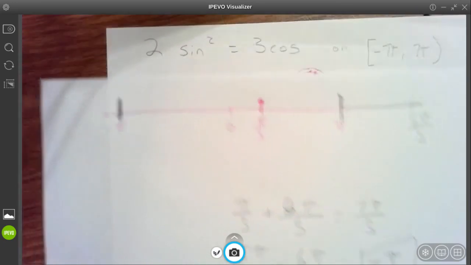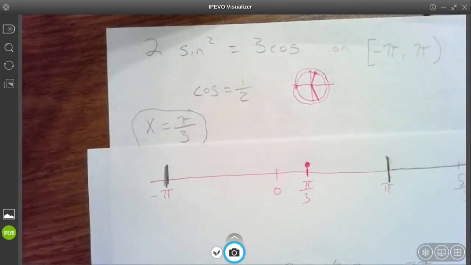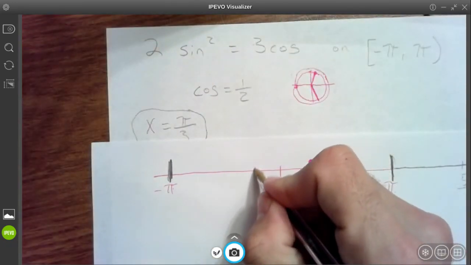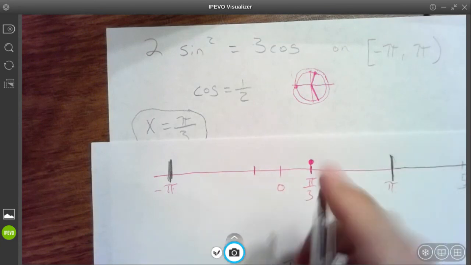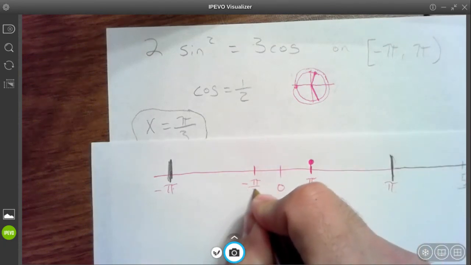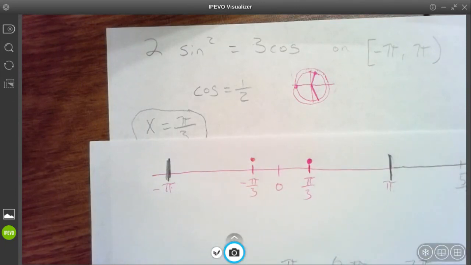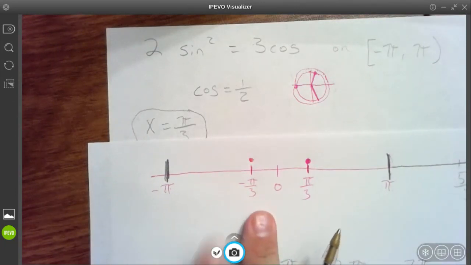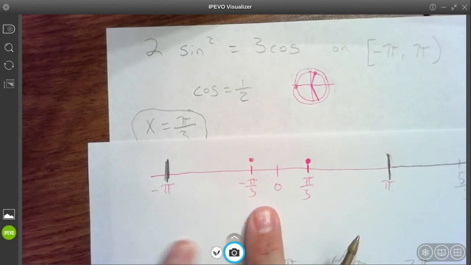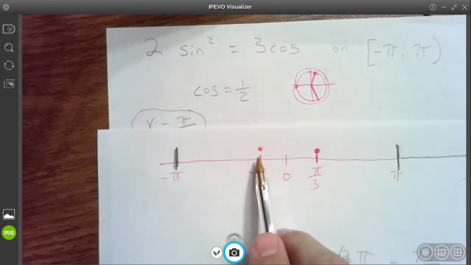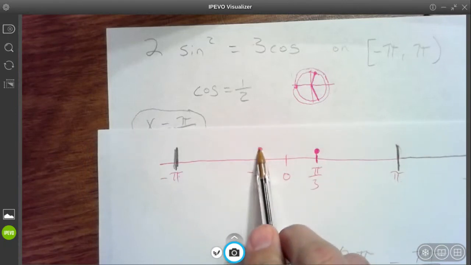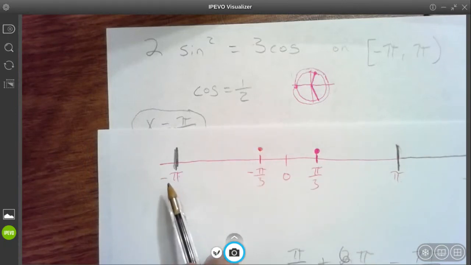All right. Negative pi over 3 is to the left of 0. So negative pi over 3. It's right there. Okay. And I can't do another one. If I was to do another minus 2 pi, I'd be way over here. So that wouldn't work out. So these are my only two solutions on the interval from negative pi to pi.